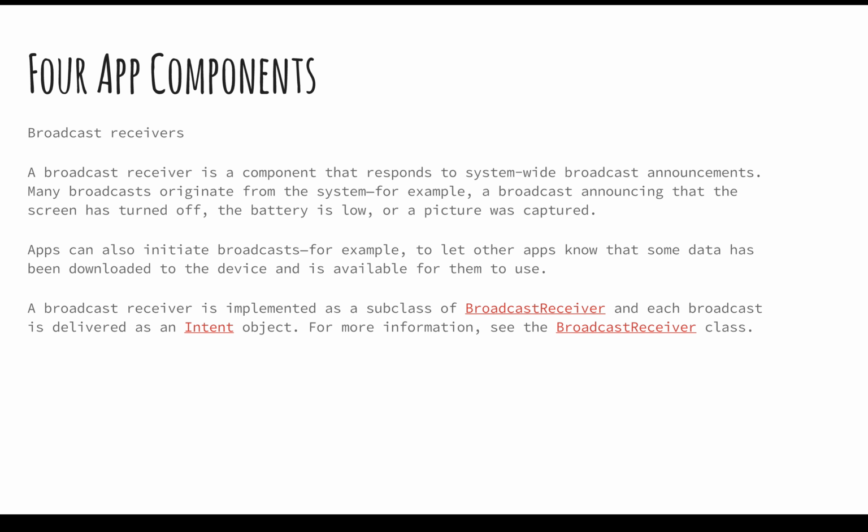Broadcast receivers handle system-wide broadcast announcements. They originate from the system, for example, a broadcast announcement that the screen is turned off, the battery is low, or a picture is captured. Apps can also initiate broadcasts, for example, to let other apps know that some data has been downloaded to the device and is available for them to use. A broadcast receiver is implemented as a subclass of BroadcastReceiver, and each broadcast is delivered as an Intent object. We will talk more about the Intent object.